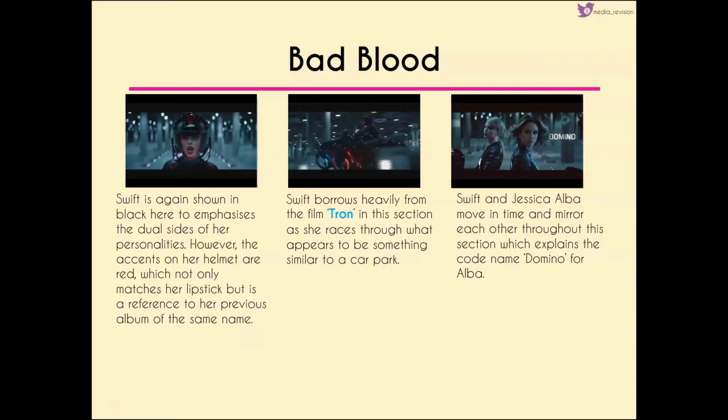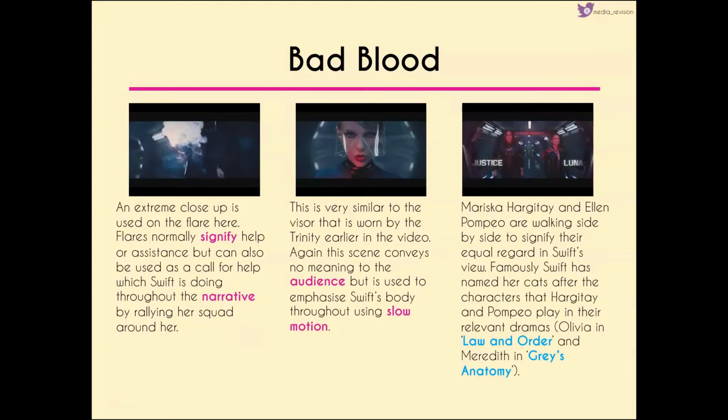Now the intertextual link here is from the film Tron, and we can see her and another person racing through what appears to be a car park. When they finally take their helmets off, we see that the other person is Jessica Alba. Both her and Taylor Swift move in time through this little section, so they both do things at the same time, which could also be an explanation for that code name Domino and the fact that the two of them are in sync with each other.